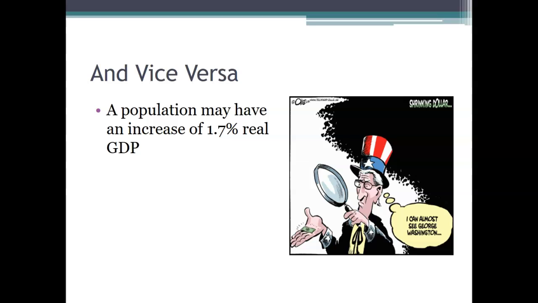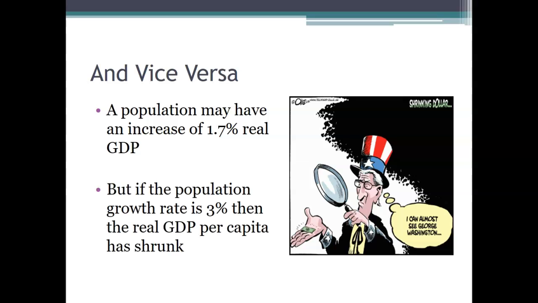So for instance, if a population has an increase of 1.7% real GDP, that's not great, but also not bad. Again, the United States is typically around 2 to 2.5%, so it's a little low, but it's still okay. But if the population growth is 3%, then the real GDP per capita has shrunk. So when do you use one over the other depends on what question you are asking. That's all.